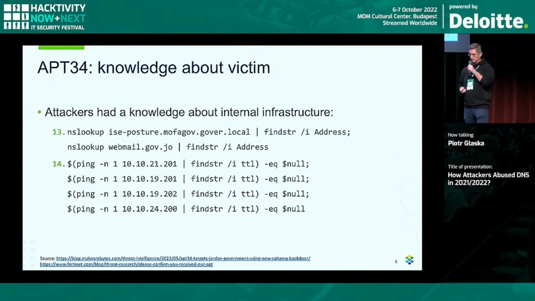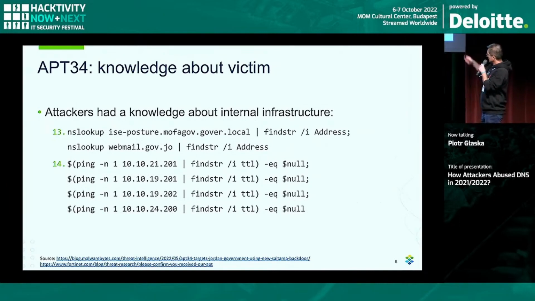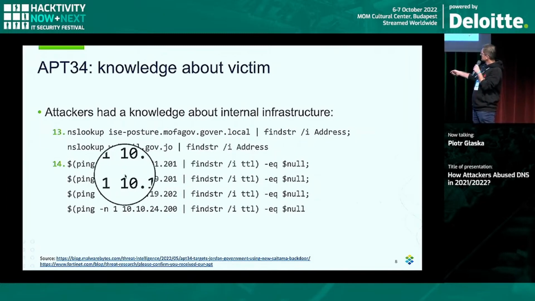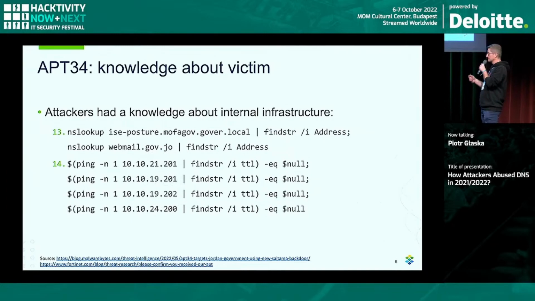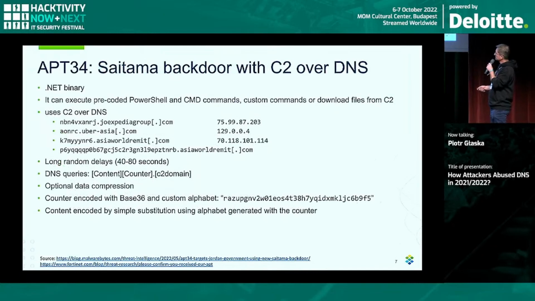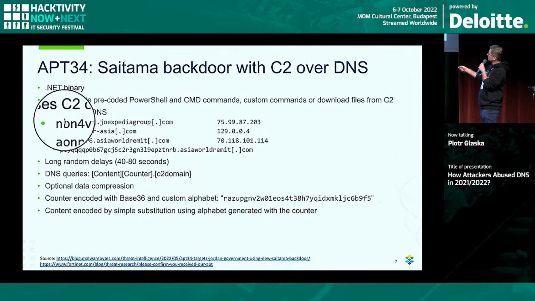By the way, some commands were, as I said, hard-coded, pre-coded, and these are examples of such commands. So you can see that they did some reconnaissance before, because the malware contained pre-coded information such as names of the servers to resolve, or IP addresses of the servers to check if the malware has connectivity, for example. So definitely before this attack, they did some reconnaissance, they knew what the important hosts were, and it was hard-coded in the malware. Here we have an example of C2 over DNS communication.